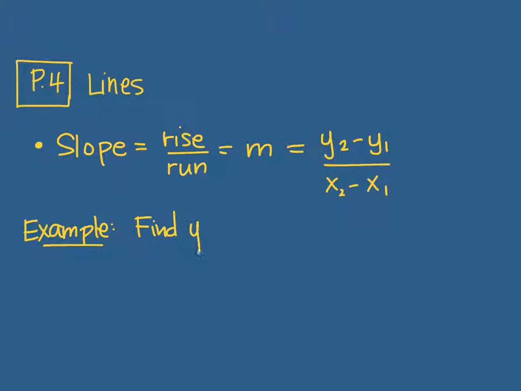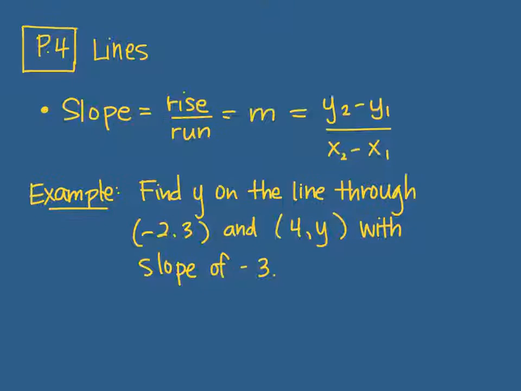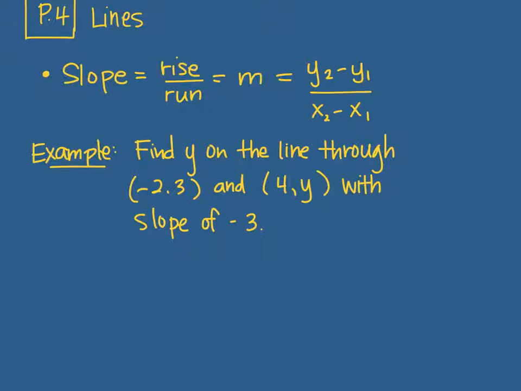Find y on the line that goes through, and we said it takes 2 points to make a line, so find y on the line that goes through (-2, 3) and also through (4, y) with slope of -3. So what would y have to be? Where would that point be? If you started at (-2, 3) and you connected it to (4, y) and you had to create a slope of -3. So we're going to use that formula for slope that Julia and others of you remembered, and we're just going to plug in.